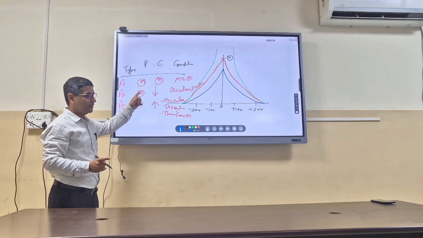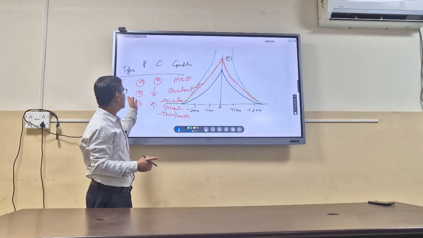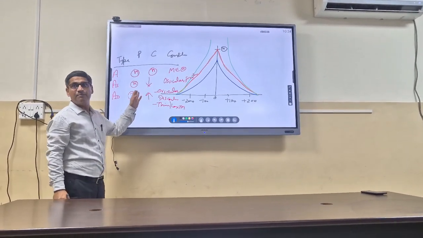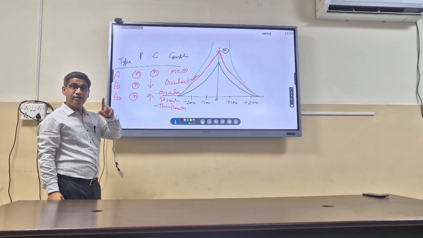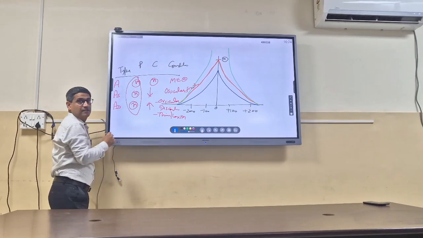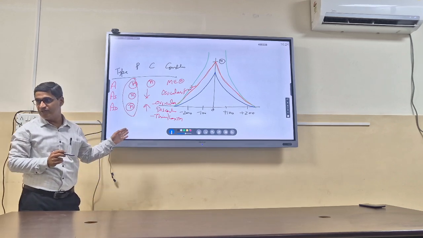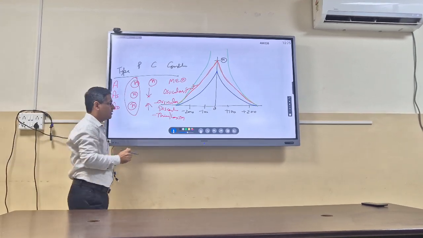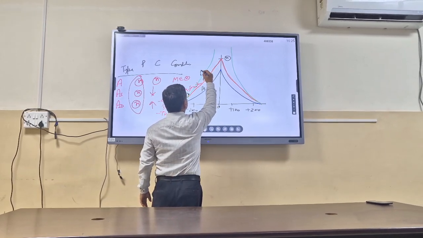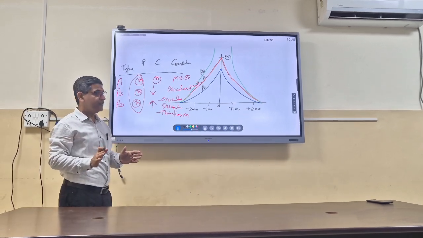So type A, everything normal. Type AS, decreased compliance, normal pressure. And type AD, increased compliance, normal pressure. So one thing you might have noted is that the pressure is always normal. The compliance can be normal, can be decreased, can be increased. Got it? So this is a type AS curve, this is a type A curve, this is a type AD curve. Clear up till now? So these are the three types of graphs that we get.